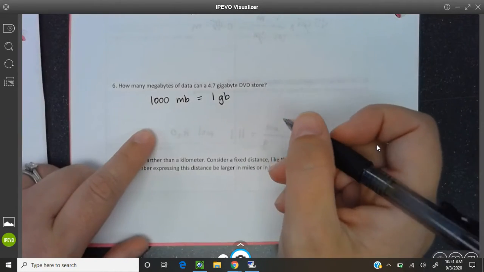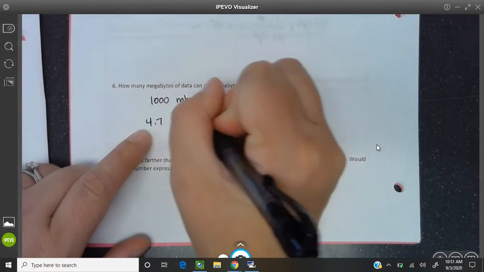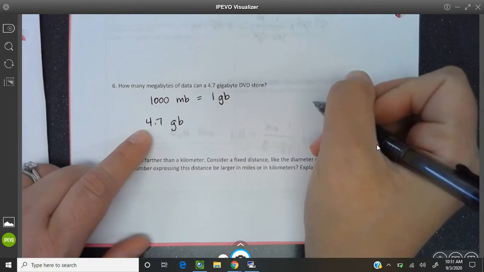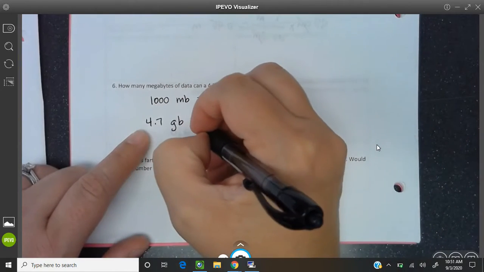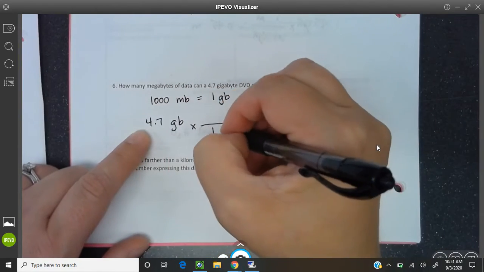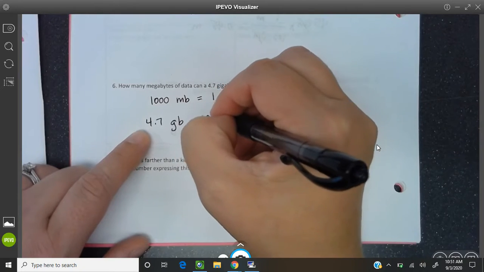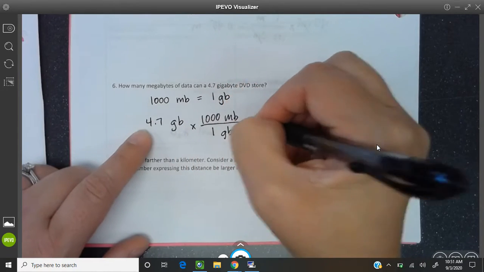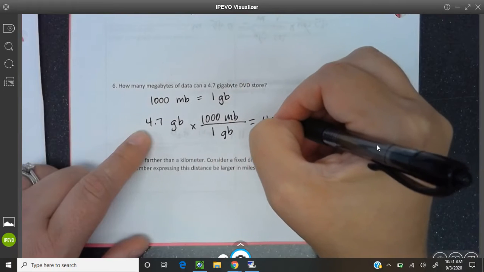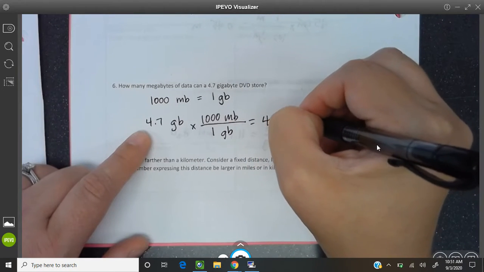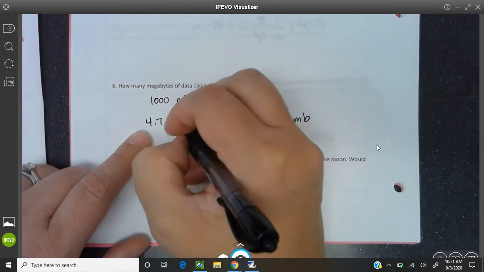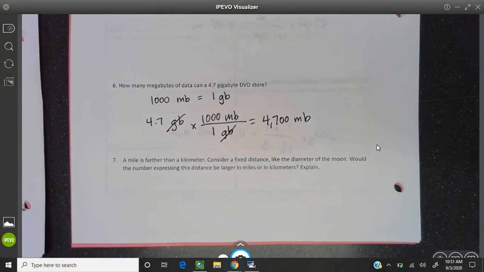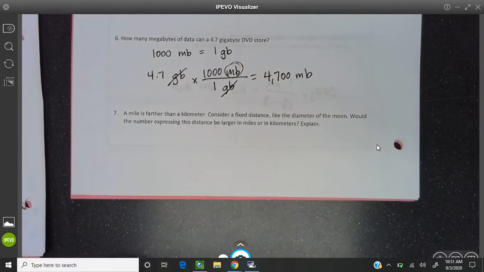Okay, so we've got 4.7 gigabytes, and we're going to convert that to megabytes. So we're going to have to multiply that times, for every 1 gigabyte, we have 1,000 megabytes. So that's going to be 4,700 megabytes. Keep this one. Any questions? Okay. Last one on this page.